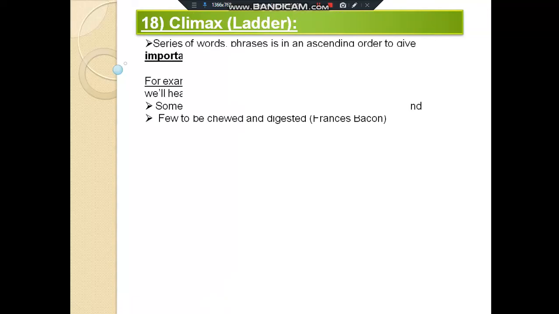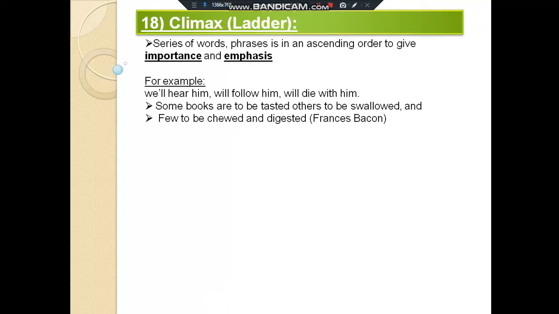The next one is climax. What is climax? Climax basically means ladder. Climax is a very important figure of speech used by writers. You have already read it in your first year in the play, and let me explain climax again. It is a series of words or phrases that is used in ascending order. Ascending order, this is important. That is why this ascending order is related with a ladder. You go upstairs, you go up and high. What is the purpose? To give importance and emphasis.